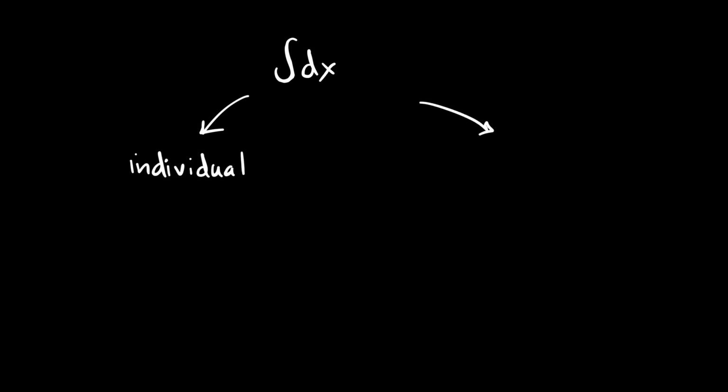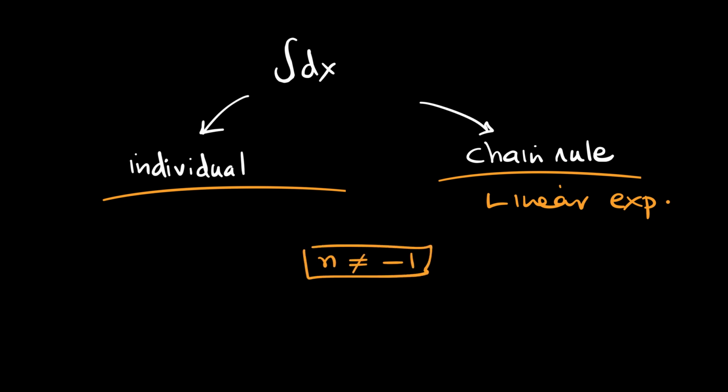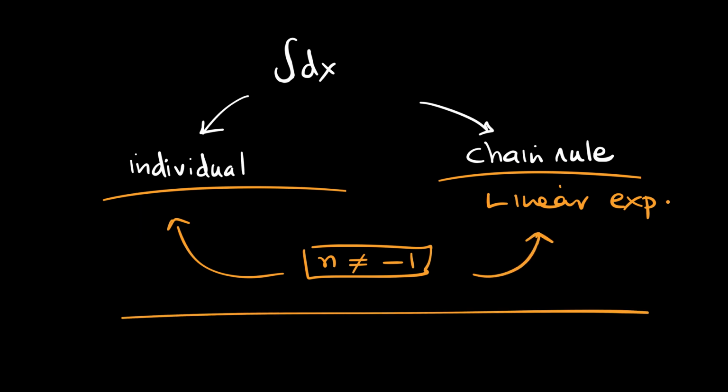So it does not make a difference whether you do the integration by integrating individual terms or by using the chain rule. But of course, the condition for the chain rule has to be met. It should be a linear expression, and the rule for power is the same as before. The power could be anything, but the power should not equal -1.